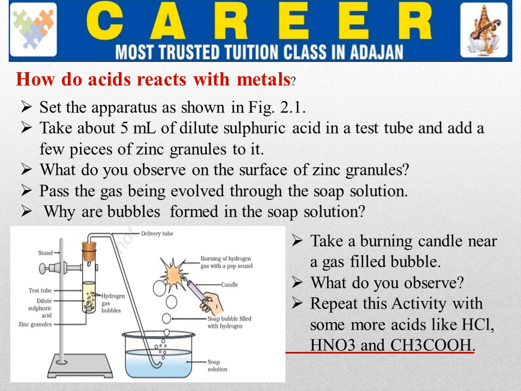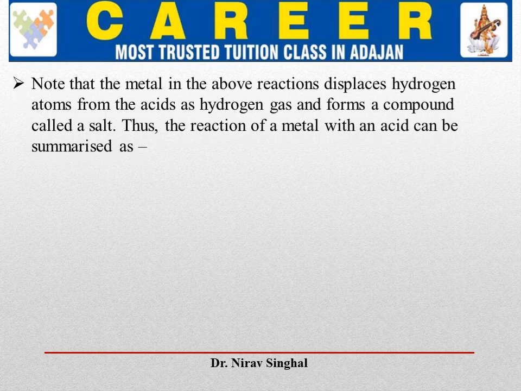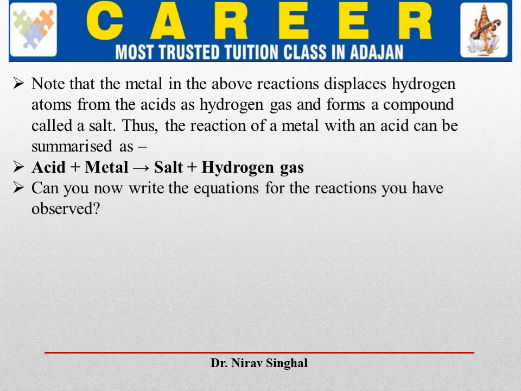Repeat the same experiment by replacing hydrochloric acid with nitric acid and acetic acid. Now the metal in the above reaction displaces the hydrogen from the acids as hydrogen gas, and the compound formed is called a salt. Thus, the reaction of metal with an acid is summarized as: acid reacts with metal to give salt plus hydrogen gas. Can you write the equation for the reaction you have observed? Yes, we can. H2SO4 reacts with zinc to give zinc sulfate plus H2, hydrogen gas, not H2O.